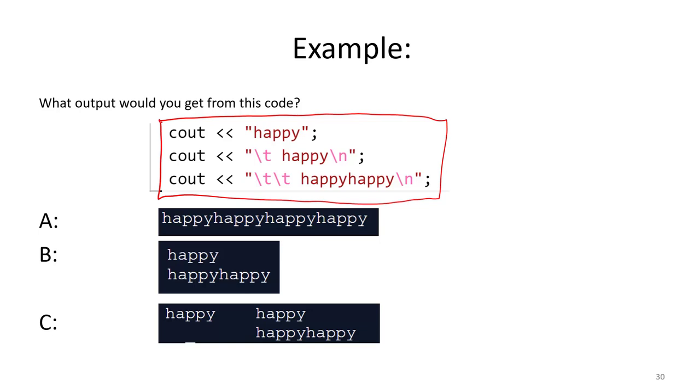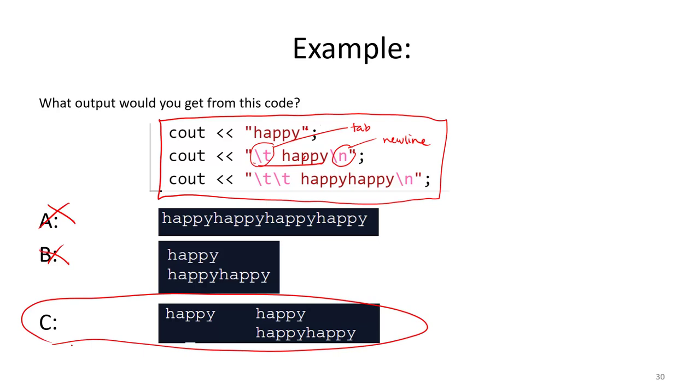All right, let's take a look at this code line by line to see what happens. Choice A would be incorrect because we have \t, which is a tab, and \n, which is a new line, so the output will not appear all on one line. In choice B, you have the right idea, but notice there is no new line between happy and the second line. In fact, the correct output is choice C.